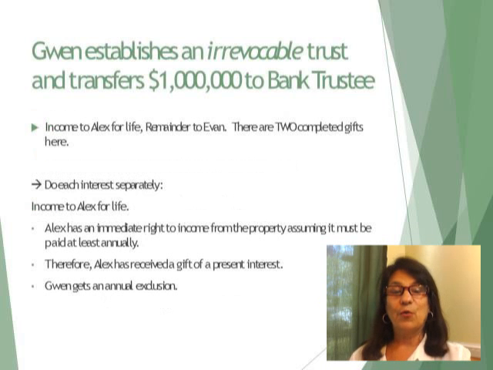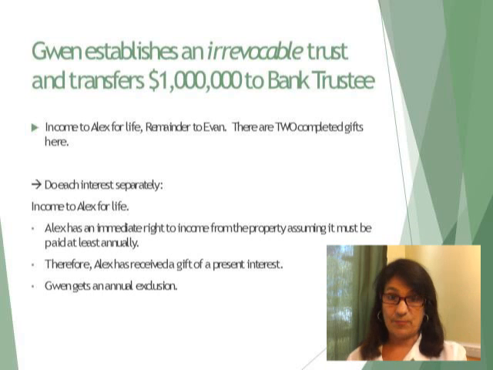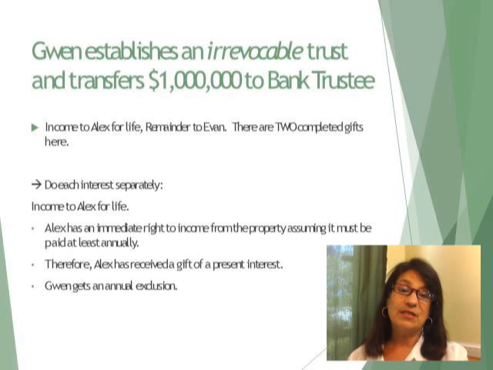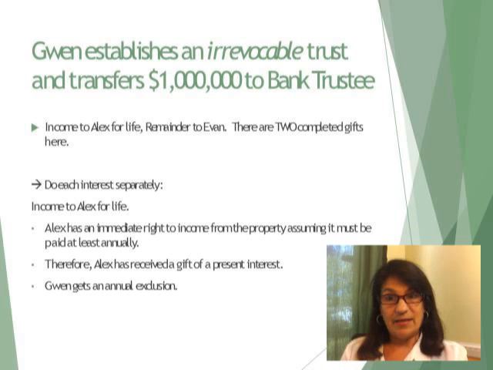So here's the example. Gwen establishes an irrevocable trust and transfers $1 million to the trustee, who is a bank. The terms are income to Alex for life and the remainder to Evan. Now, there's two completed gifts here. Complete because Gwen has not held on to any strings. Trust is irrevocable. There's a separate trustee. That's it. Okay, so we'll look at each one separately. Now, that gift of an income interest to Alex. Alex has the immediate right to income from the property, assuming that it must be paid at least annually. And that means that Alex has received a gift of a present interest, and Gwen gets one annual exclusion for the gift to Alex.